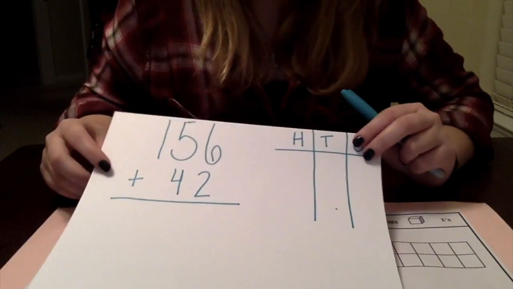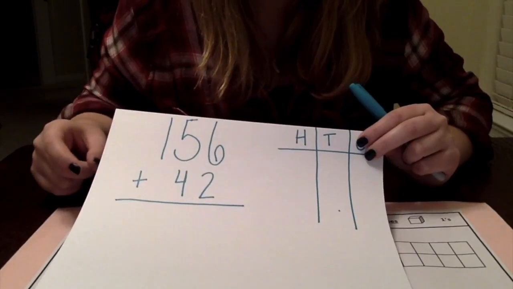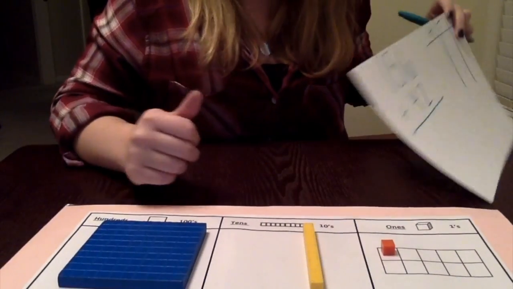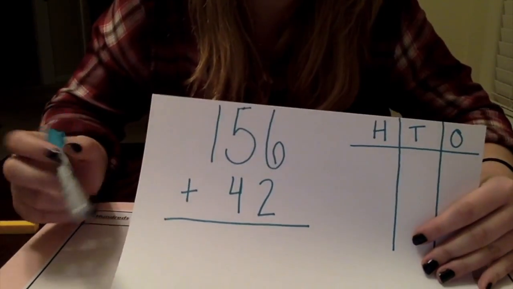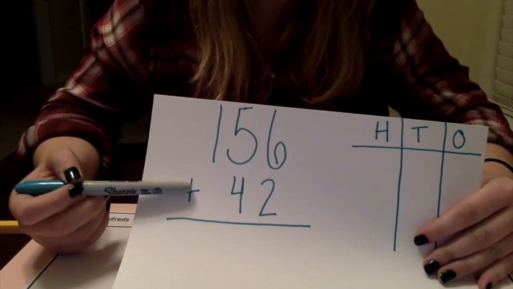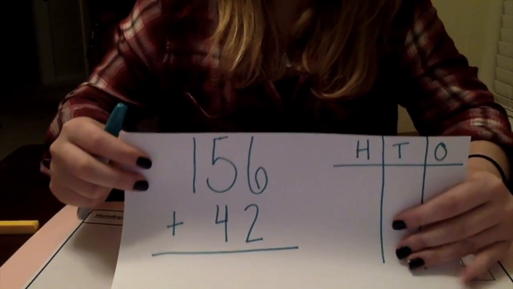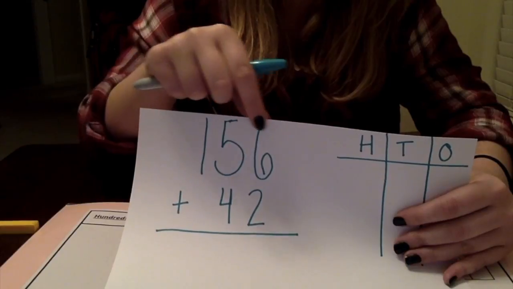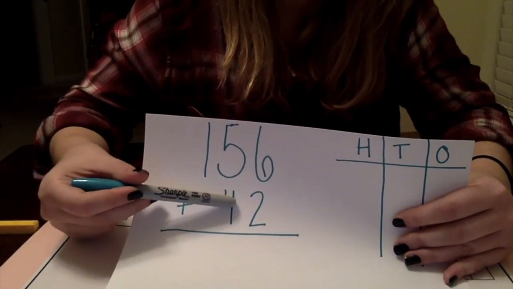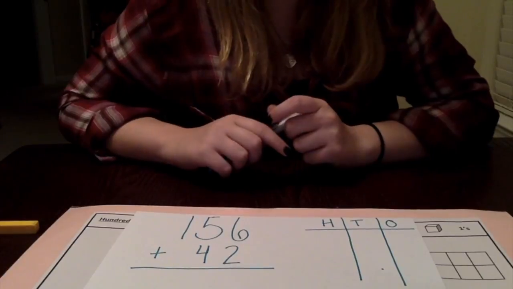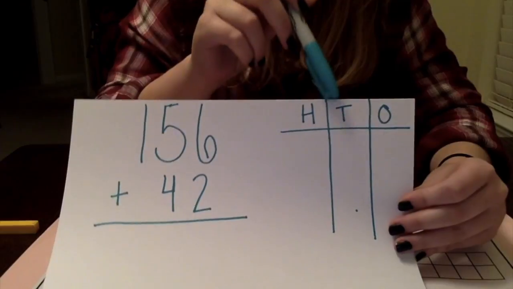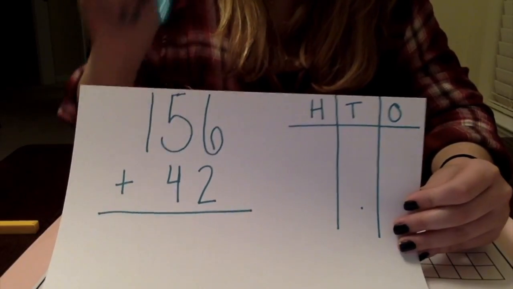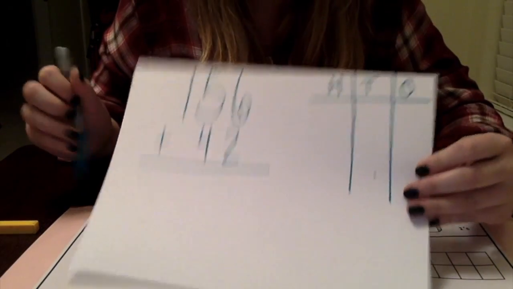So today we are going to solve our 3-digit by 2-digit addition problem using our base 10 blocks, and I will model this for us. Okay, the first thing that we want to do is read our problem. The problem that we are going to solve is 156 plus 42. The first thing we want to do is write our numbers in our place value chart so that when we put our base 10 blocks on our place value mat, we know exactly where they go.